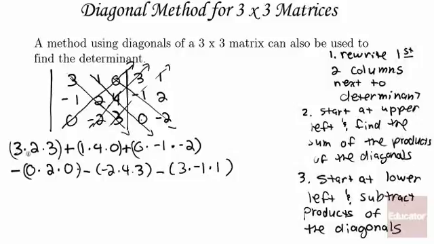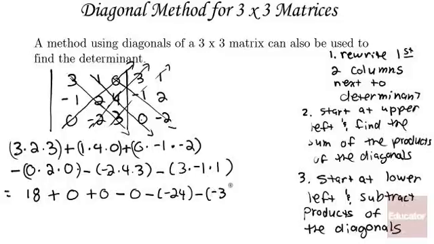All right, just doing the math. 3 times 2 times 3 is 9 times 2, that's 18. Plus 1 times 4 times 0, 0. Plus 0 times negative 1 times negative 2, 0. Minus 0 times 2 times 0 is 0. Minus negative 2 times 4 is 8, times 3 is negative 24. Minus 3 times negative 1 times 1, so that's just negative 3.